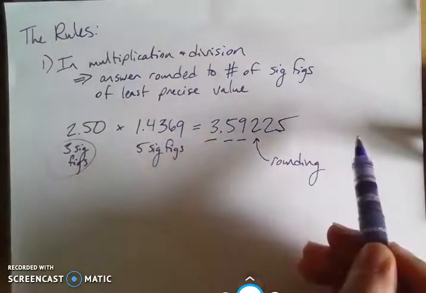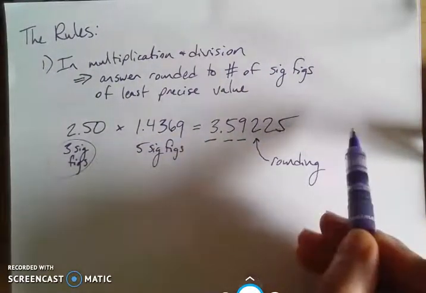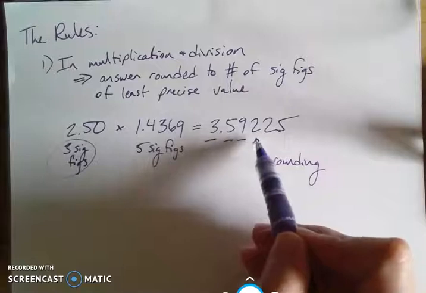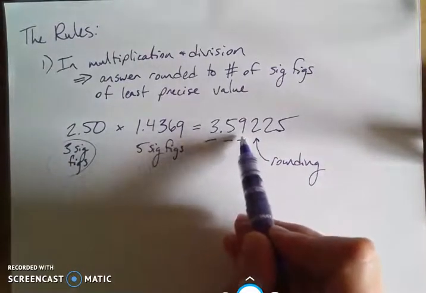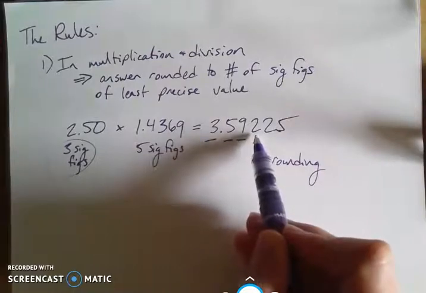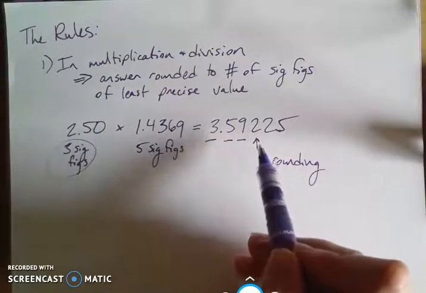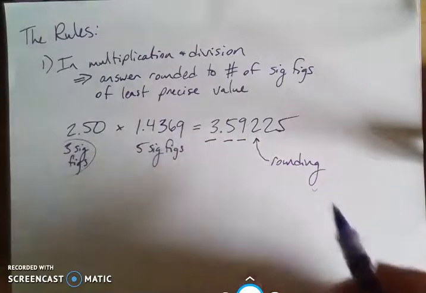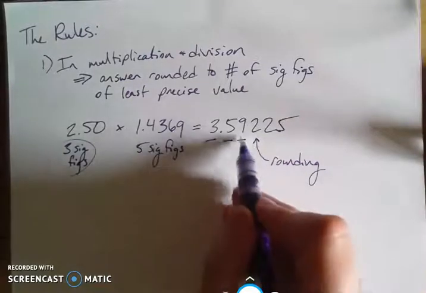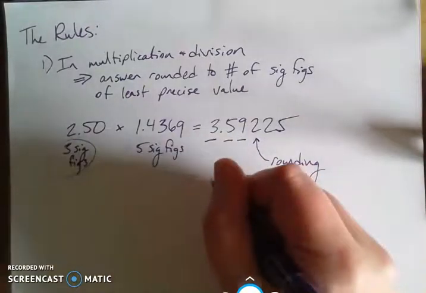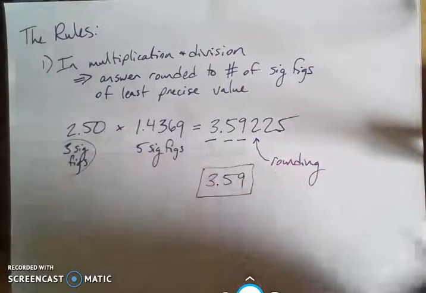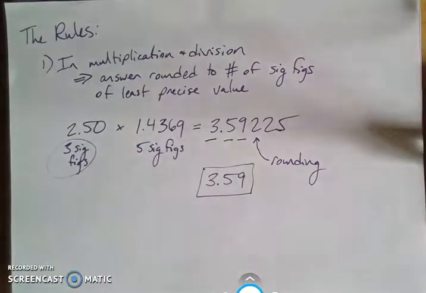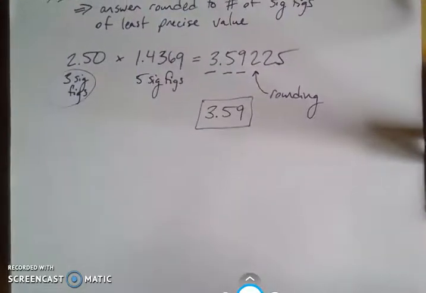Regardless of what comes after that, it doesn't matter. This is what I'm looking at to round this next number up. So 3.59 are all significant. 2 is my rounding digit. So just like we learned in elementary school, it's less than 5, so we round down, which means we keep this place the same, and our answer would be 3.59 with 3 significant figures. Okay, doing okay so far?